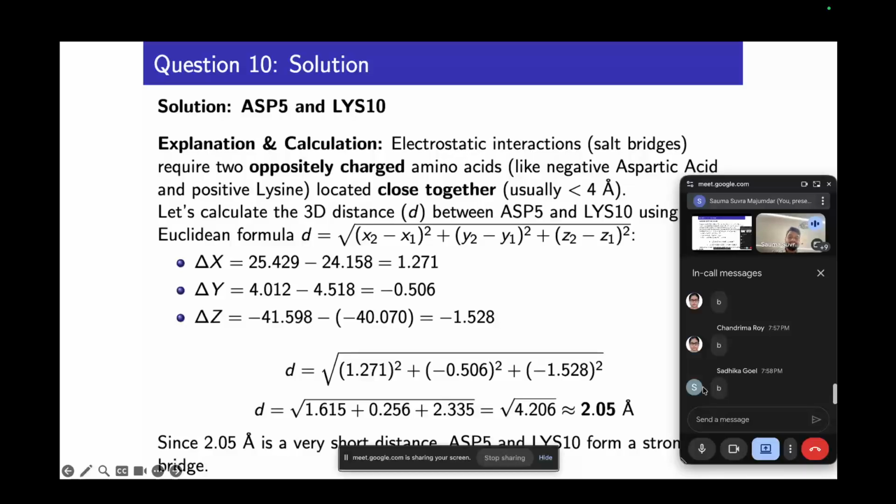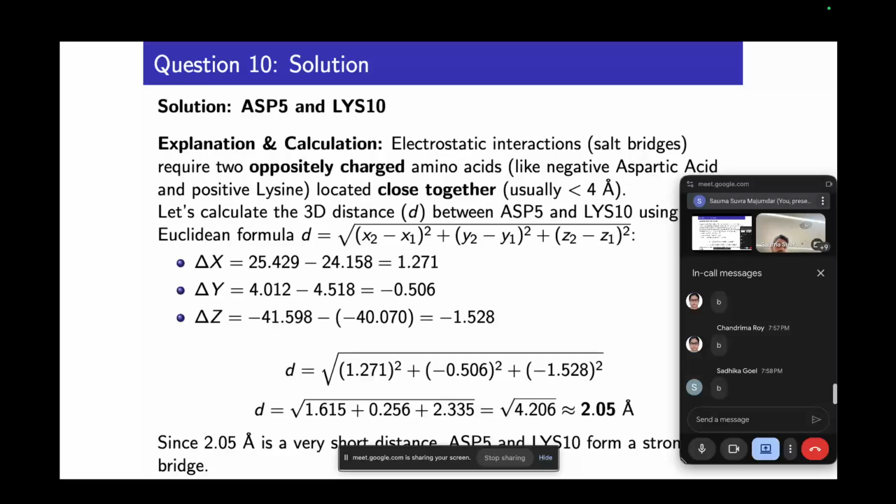Yeah, that's the answer. The thing is, you have to calculate the Euclidean distance for all of them, and I think this will come out as the lowest. And the important thing is these are oppositely charged amino acids. So this has the potential to form electrostatic bonds, and they are also relatively located close together if you calculate the Euclidean distances.